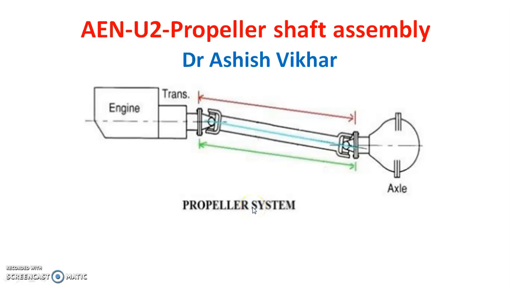Hello students, in this lecture of automobile engineering, we will learn about propeller shaft assembly. This is a part of unit number 2, and in this picture you will see the location of the propeller system, which is in between the engine and the axle. Let us see the details.